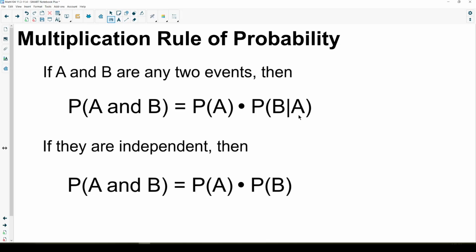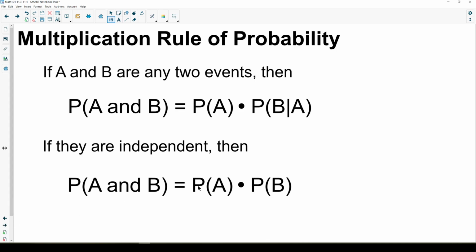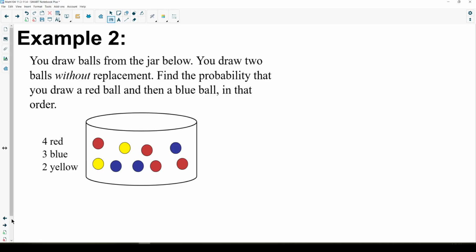If they happen to be independent, well, we know that in independent events that B given A and just B are the same, right? We proved it down here. So if they happen to be independent, then it just means take A times B, its probability. So if they're independent, it's a little easier. But again, this is really the same formula. Let's take a look at an example.